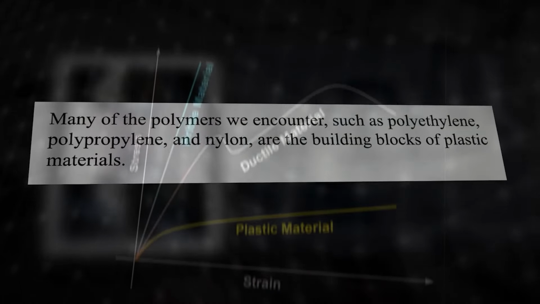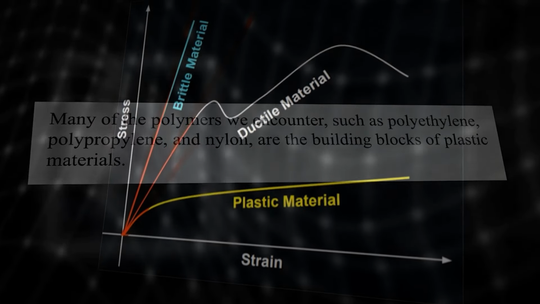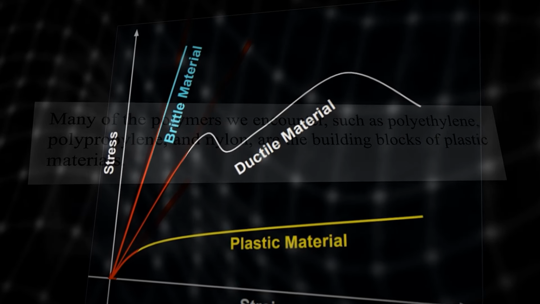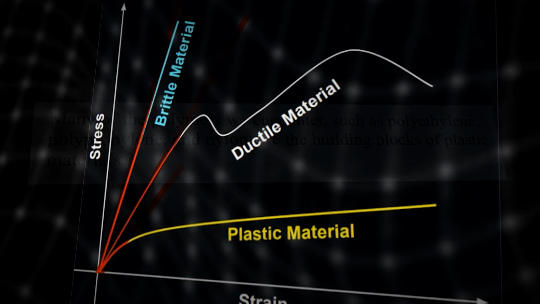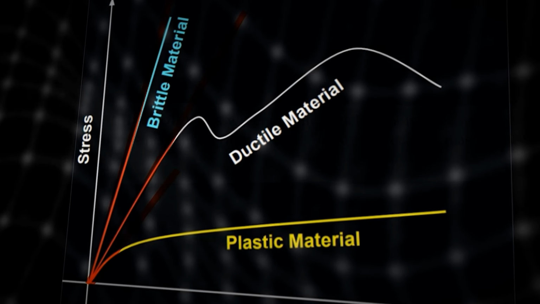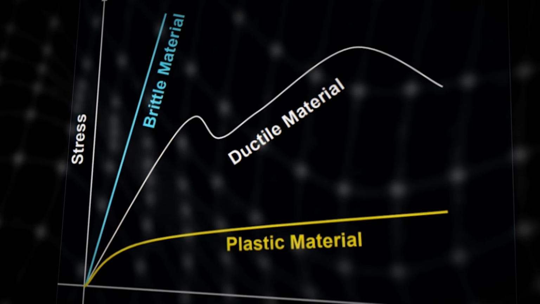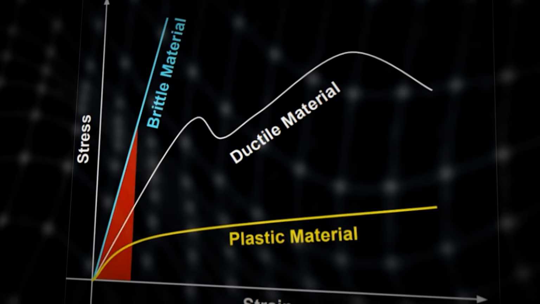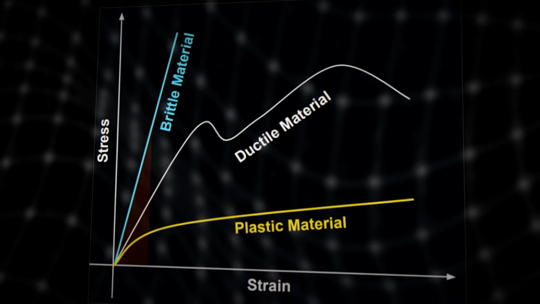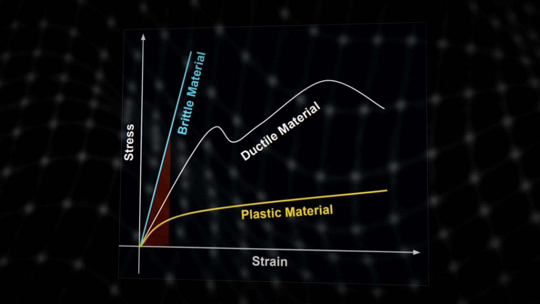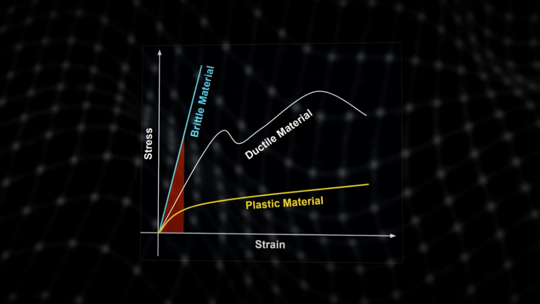All three types of materials exhibit an elastic region where they return to their original shape when the stress is removed. However, the extent of this elastic region varies. Brittle materials have a relatively small elastic region, while ductile and plastic materials can exhibit larger elastic deformations.